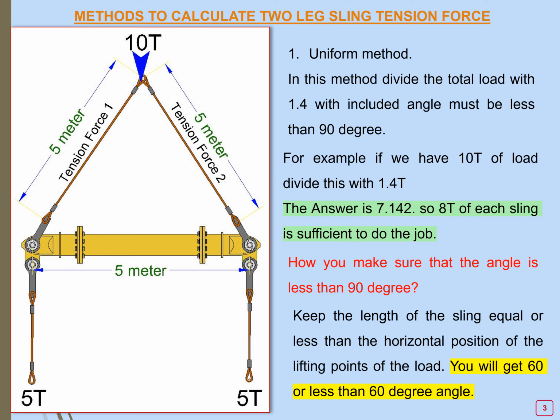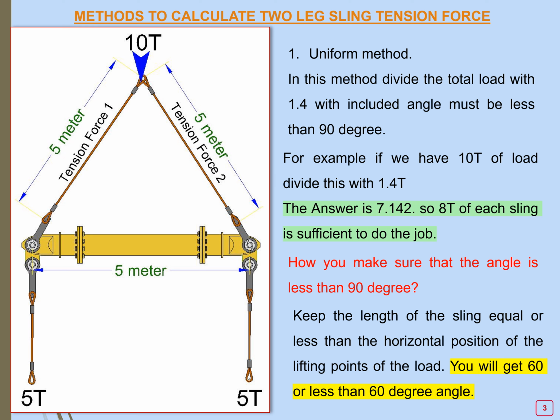There is a simple thing we need to remember. If we keep the length between the lifting points and the length of the wire rope slings equal, we will get an angle of 60°, which is best for lifting with two slings.